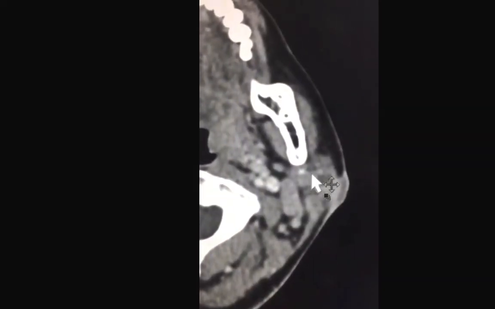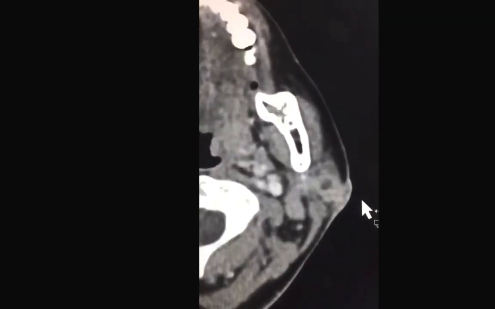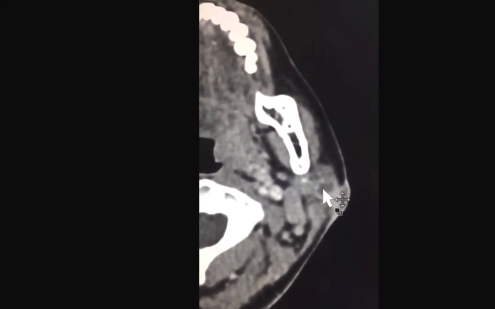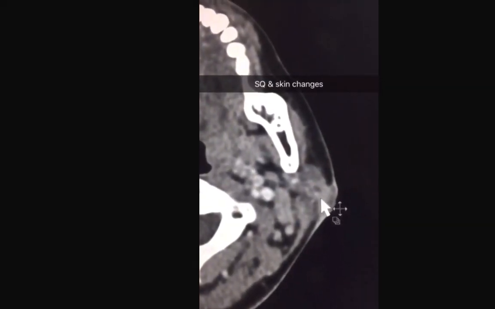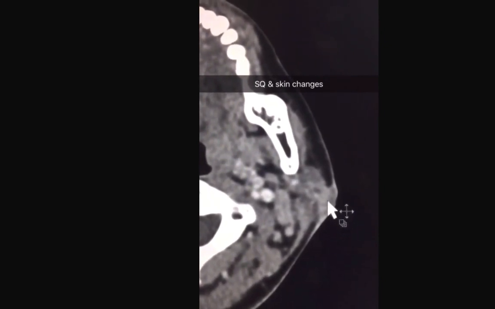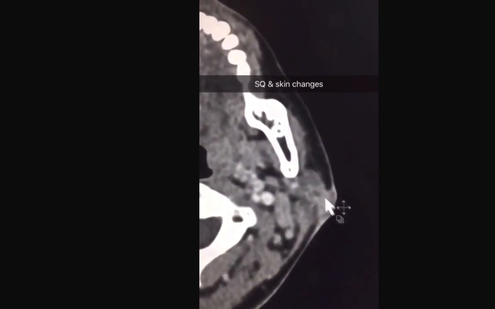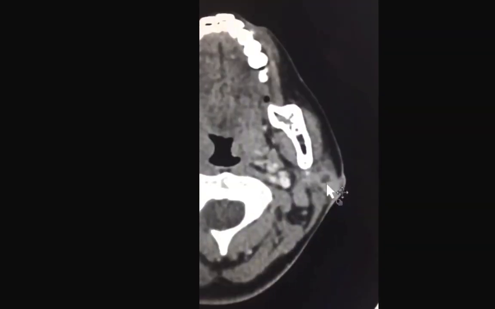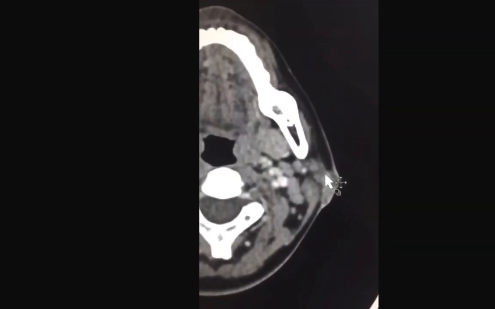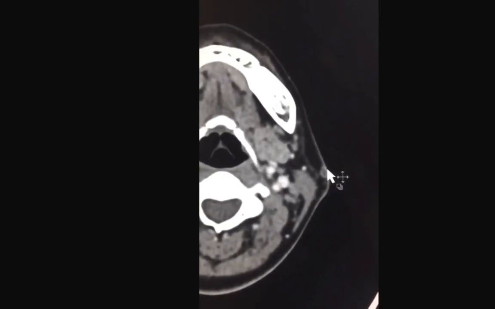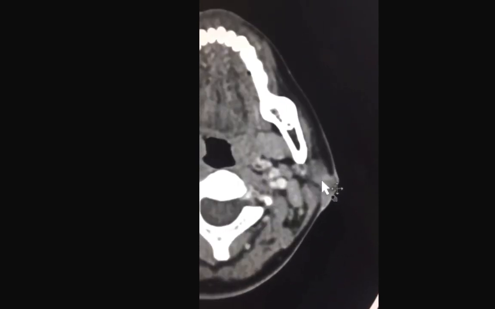The presence of this thin rim of enhancement with a central fluid component is highly consistent with an abscess. Now, this adjacent subcutaneous fat change and skin thickening is also highly consistent with an infectious process. Even more interesting is the presence of this low-density rim-enhancing tract-like abnormality that connects the skin to the intraparotid lesion.